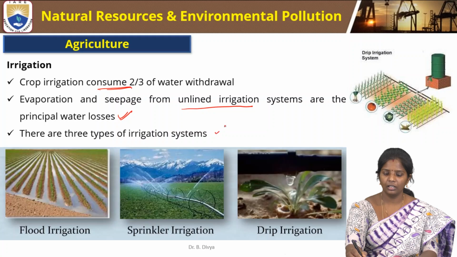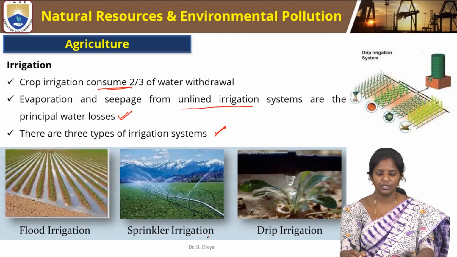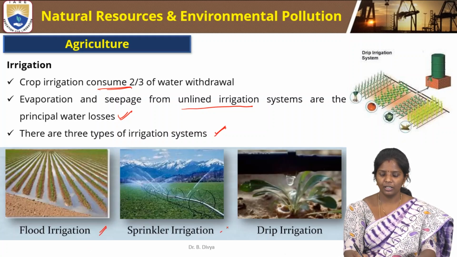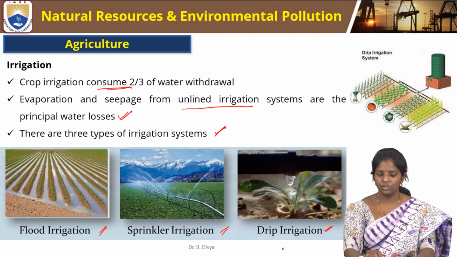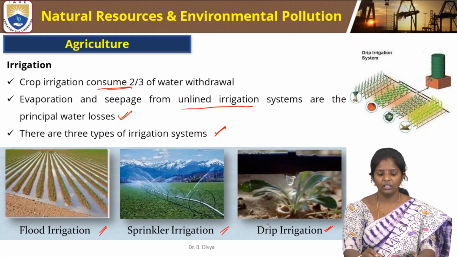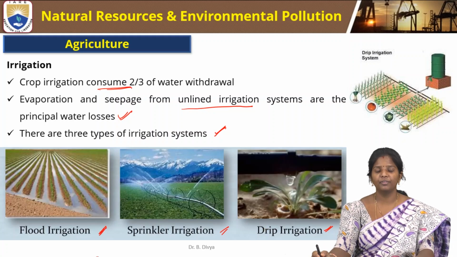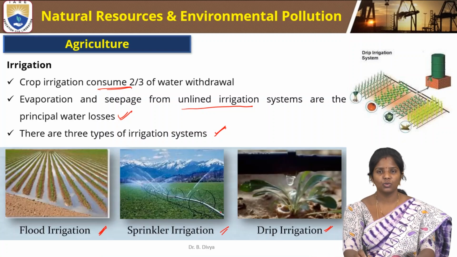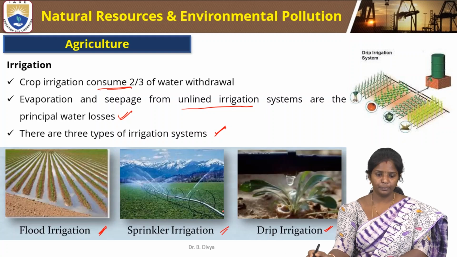And there are three different irrigation systems: flood irrigation, sprinkler, and drip system. These are the three different types of irrigation used in cropping. Depending on the crop, we have to use one of these irrigation systems. Only then can we save water.